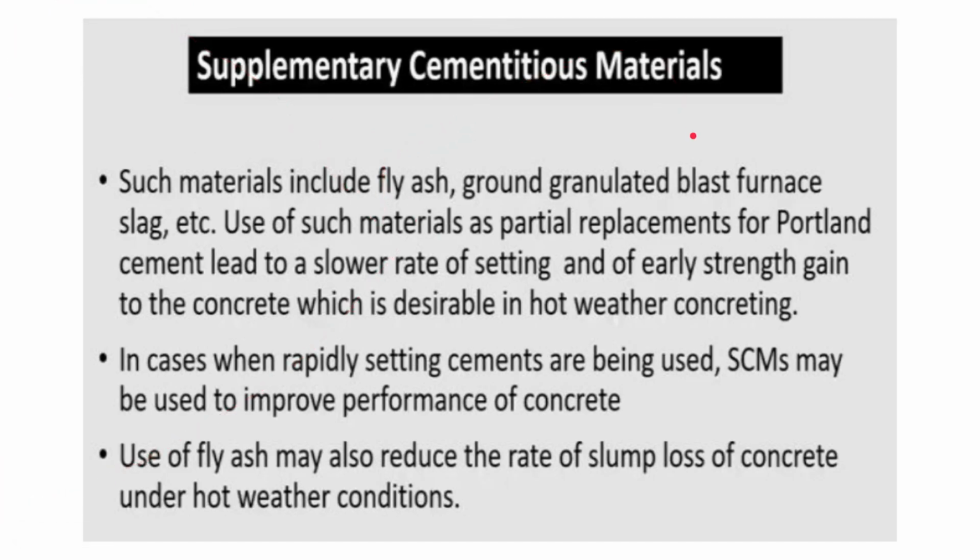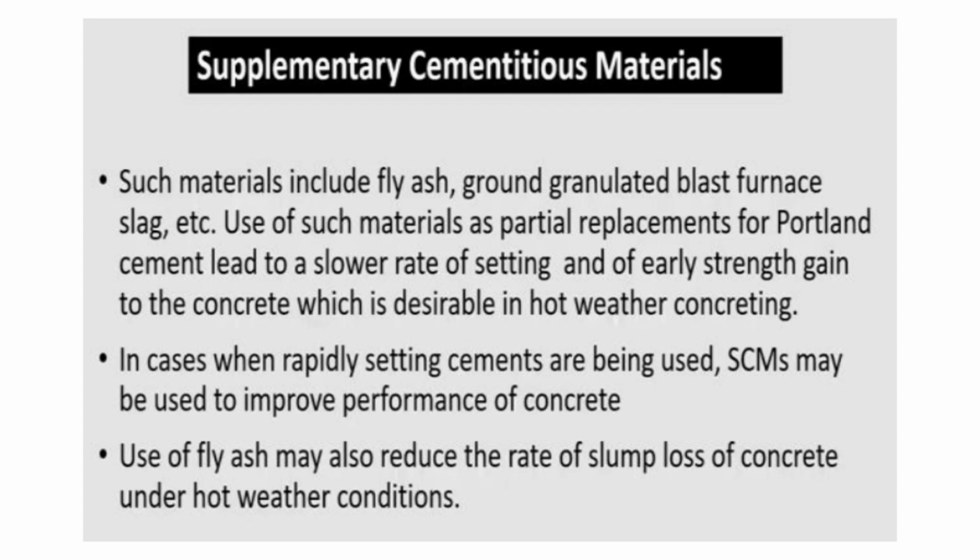So as we studied, we need to reduce the amount of cement content, okay. So how to reduce? By using some admixture or by using some SCM, okay. So admixture is basically chemical admixture. As we studied in the earlier classes, it is basically used to reduce the water content, and mineral admixtures are basically used to decrease the cement content, okay. So one of the mineral admixtures which can be used is called SCM, or supplementary cementitious materials, okay. So such materials include fly ash, GGBFS, granulated blast furnace slag, etc.